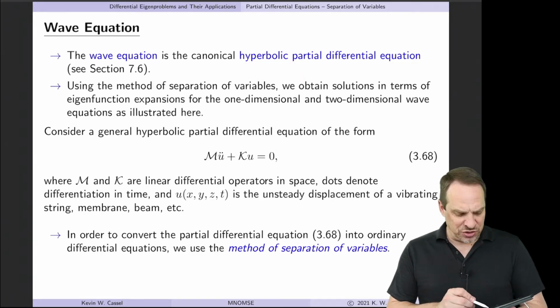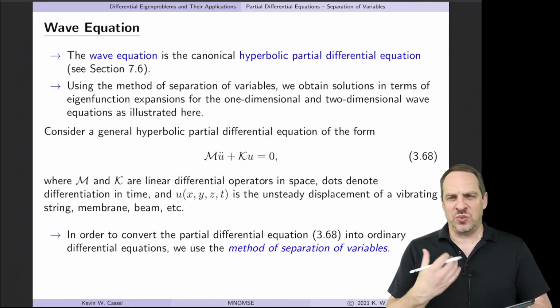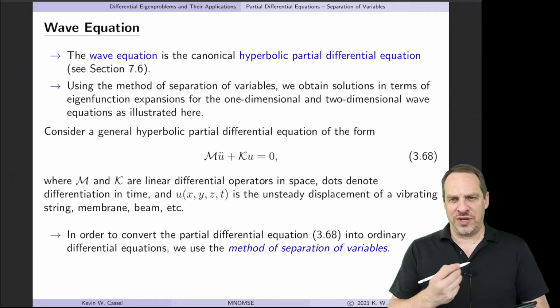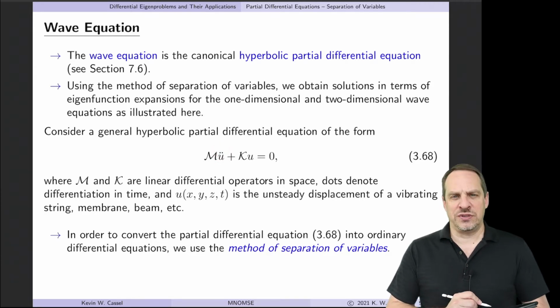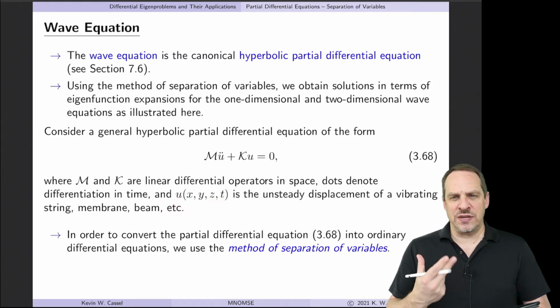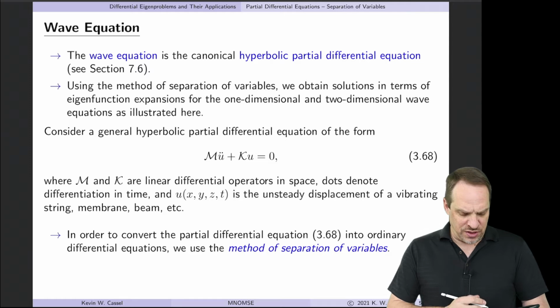Let's begin by taking a look at the general situation where we could have a PDE of any dimension, 1, 2, or 3 dimensions in space plus time. So M and K here will be linear differential operators in space, so x, or x and y, or x, y, and z. And then the dots indicate time derivatives, so u double dot is the second partial derivative of u with respect to t. The solution we're looking for, u, is a function of x, y, z, and t potentially, or it could just be x and t, or x, y, and t as well.